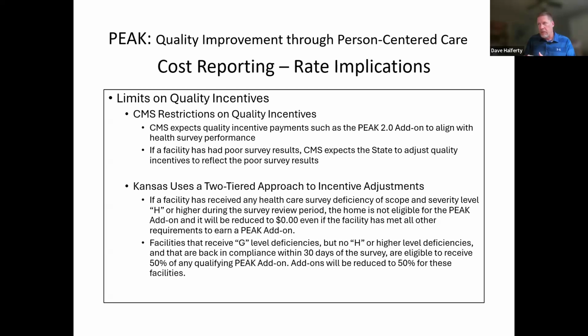The second tier is facilities that receive a G level deficiency, but no H level or higher deficiencies. Then as long as they've come back into compliance within 30 days, they're eligible to receive 50% of any qualifying add-ons. So if they've earned a peak add-on through the other process, then if they've had some issues with the health survey that resulted in that G level deficiency, then that add-on that they've earned gets reduced to 50% of what it initially would have been. So that's that two-tiered process that Kansas uses. And again, that was really driven by CMS's policy that we needed to make sure any incentives align with health survey findings.